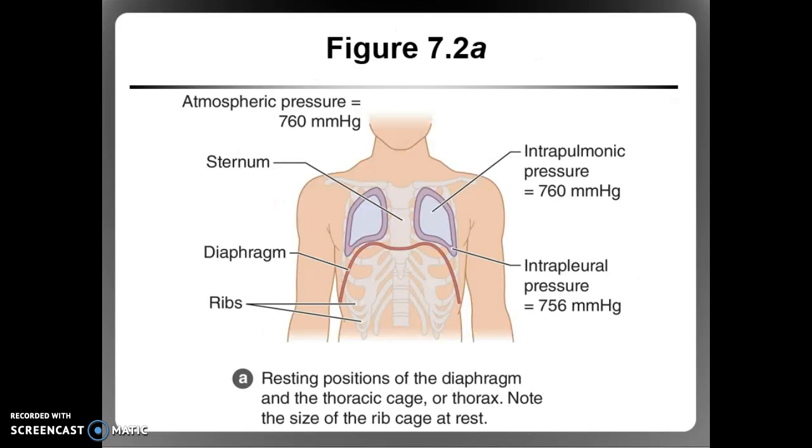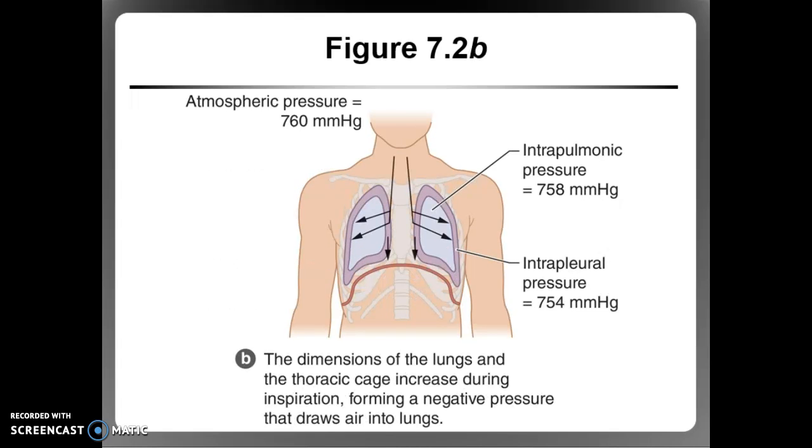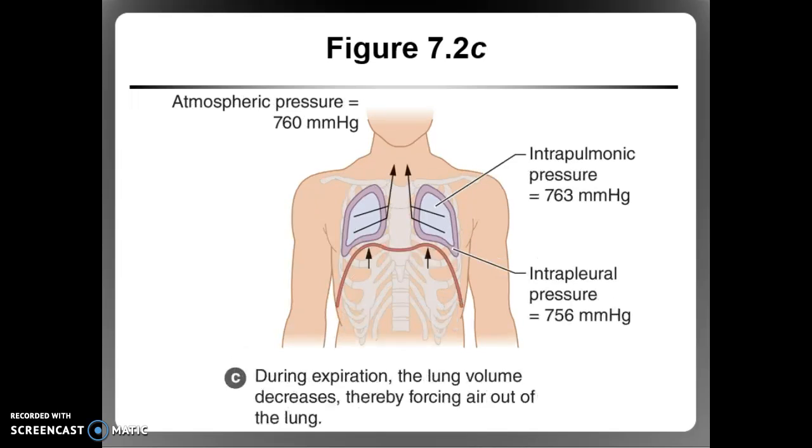And here are the resting positions of everything. Intrapulmonary pressure is the pressure within the lungs. Intrapleural pressure is between the parietal and visceral pleura, so there's pressure there as well. As we inspire, we see both pressures go down. Lungs expand with inspiration, pressure goes down. Then as we breathe out, we see the intrapleural pressure go back to resting, and the intrapulmonary pressure increase above standard atmospheric pressure, which is going to drive us to breathe back in.